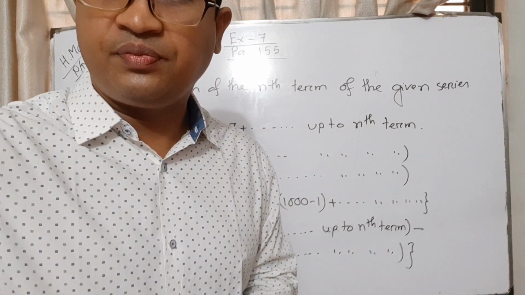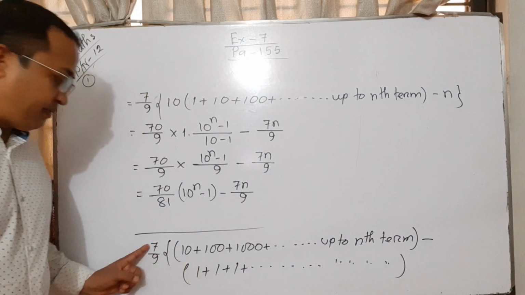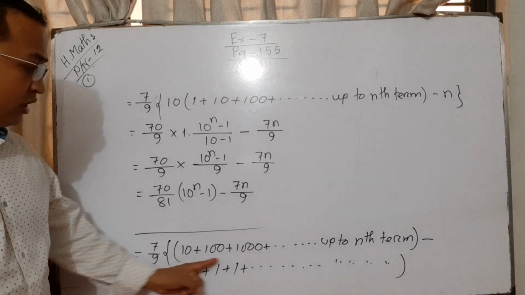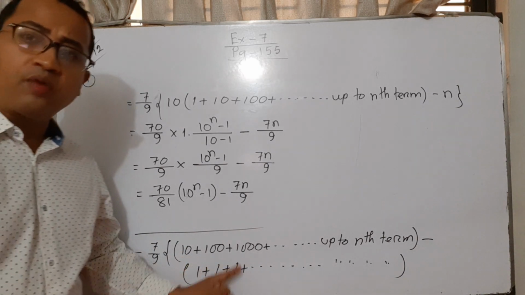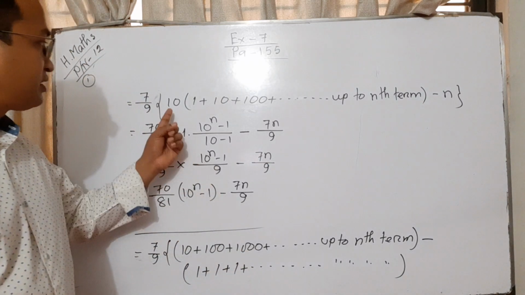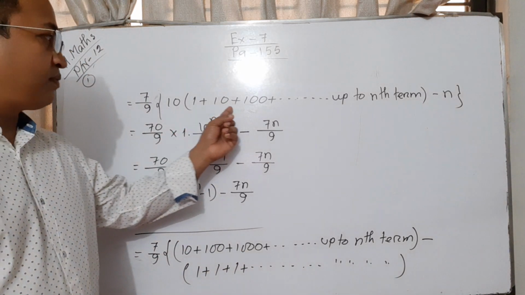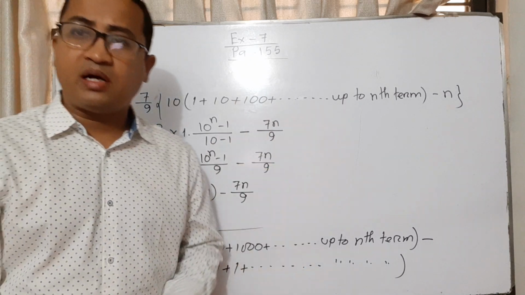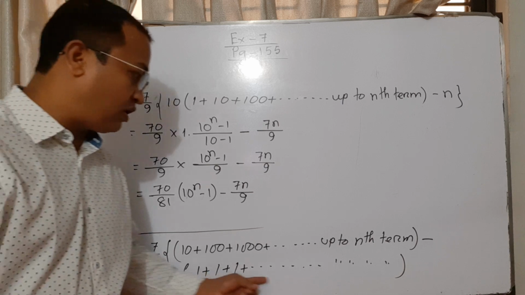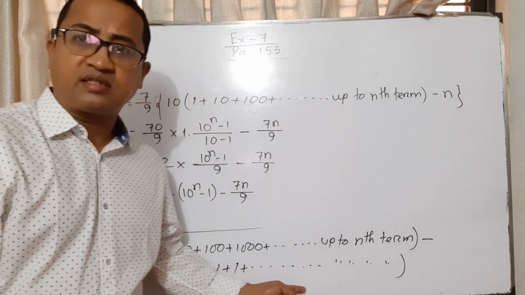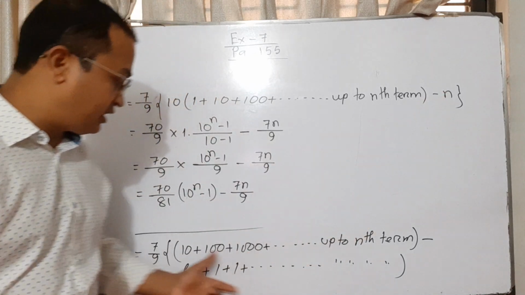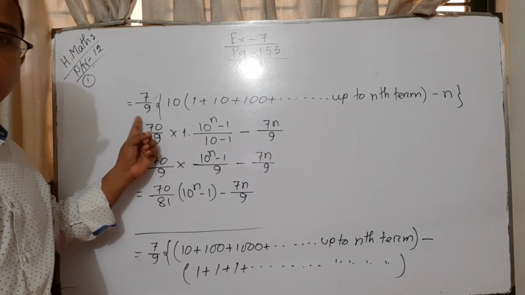Okay, let's look. 7 by 9, and 10. We can take 10 common from this term. So this is 1 plus 10 plus 100, and it becomes a geometric series. And what is the sum of 1 plus 1 plus 1 up to n term? I have told you the sum of this series is only n. So minus n. So this line now becomes this line.